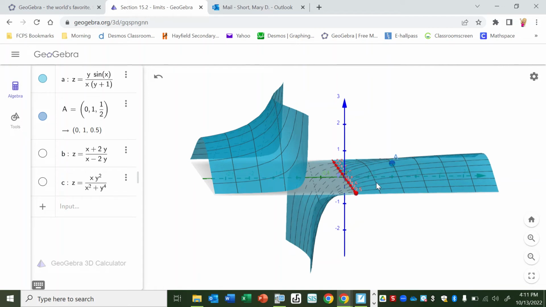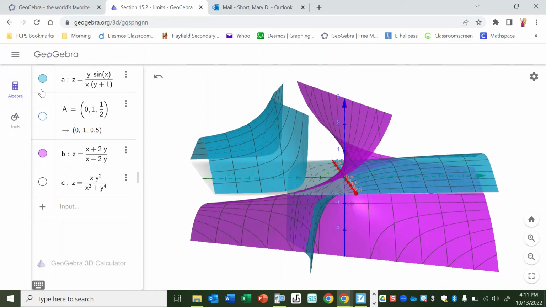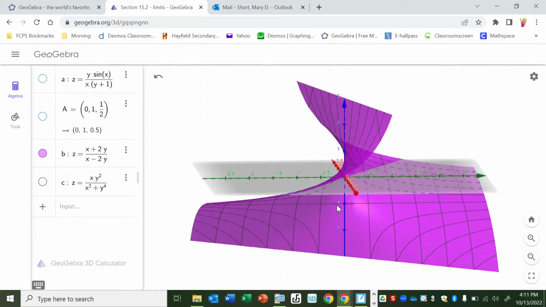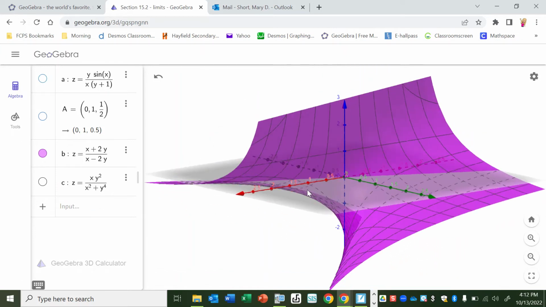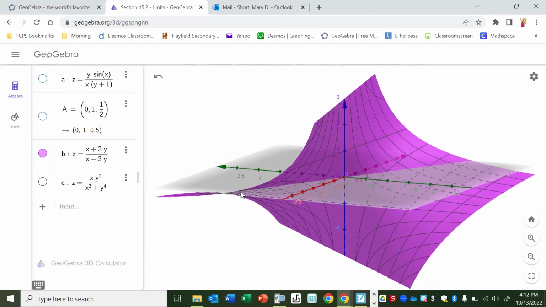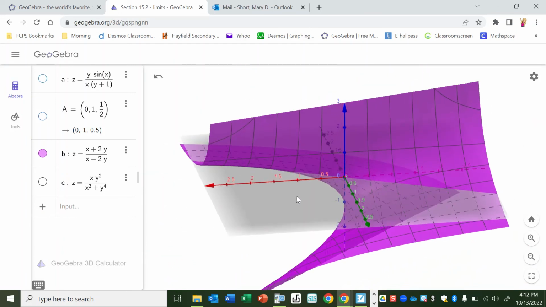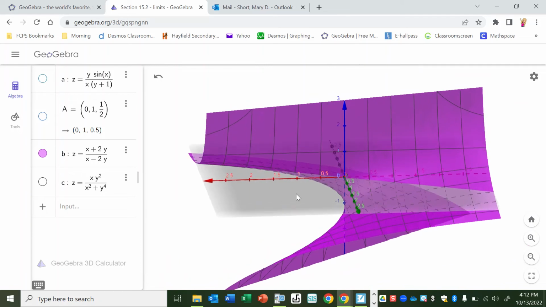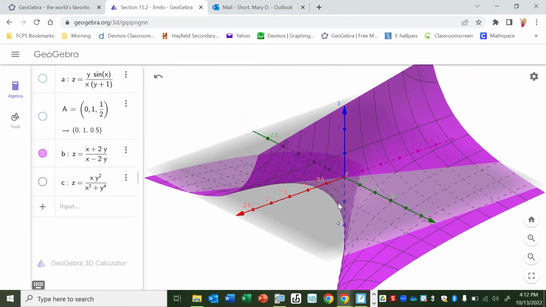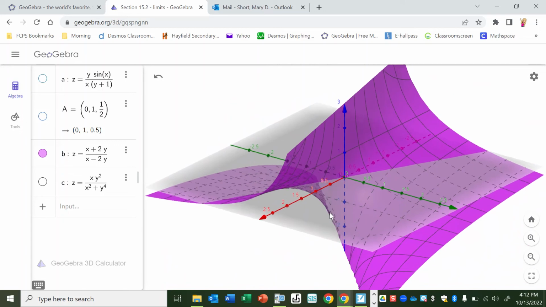So let's look at the next one that we're trying to do. The next one is going to be x plus 2y over x minus 2y. So let's take a look at that picture. Let me turn these off. All right, so this graph right here, it's kind of crazy, right? There's a weird twisty thing going on there. Just know that that's what the picture looks like. Our x-axis is our red axis and y is the green. Okay, and we are going to be doing this at 0, 0.